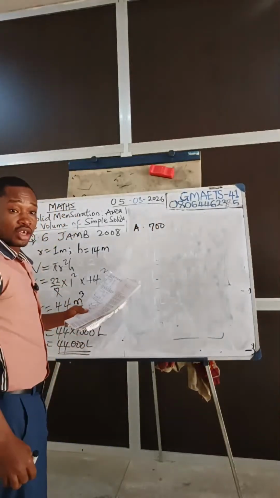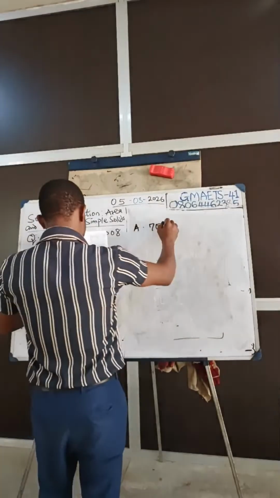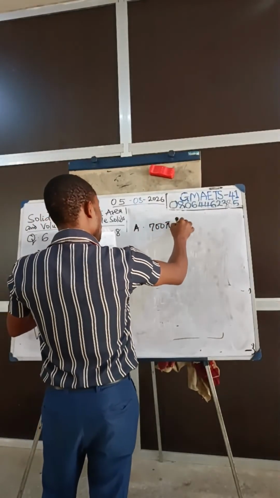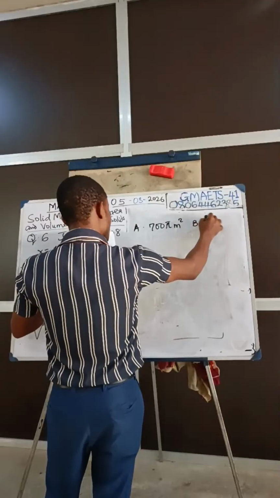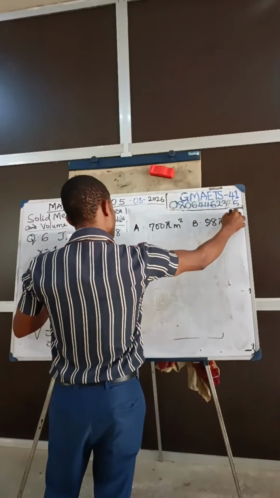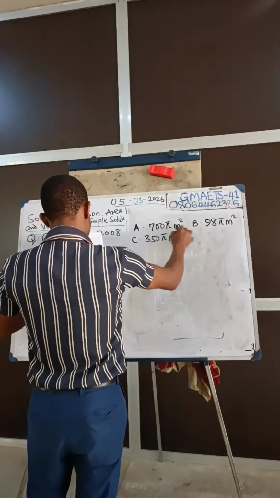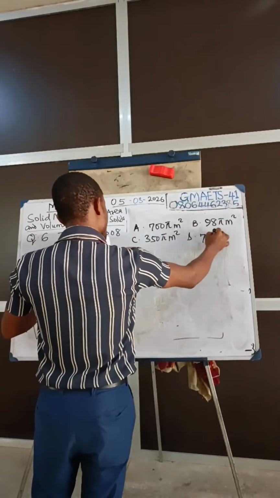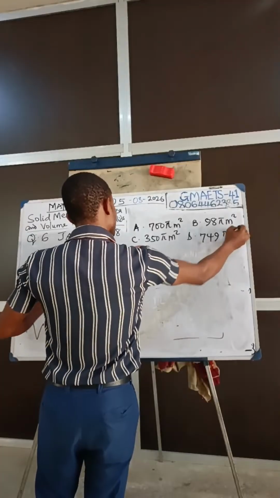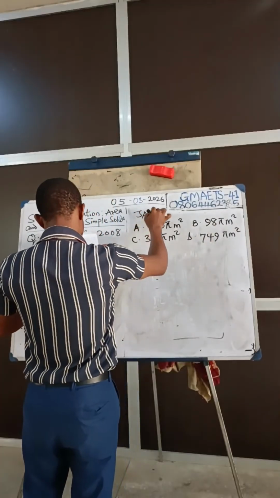Make sure you get the correct values given. Option A is 700 pi square meter. Option B is 98 pi square meter. Option C is 350 pi square meter. Option D is 749 pi square meter. That's JAMB 2010, like I said.